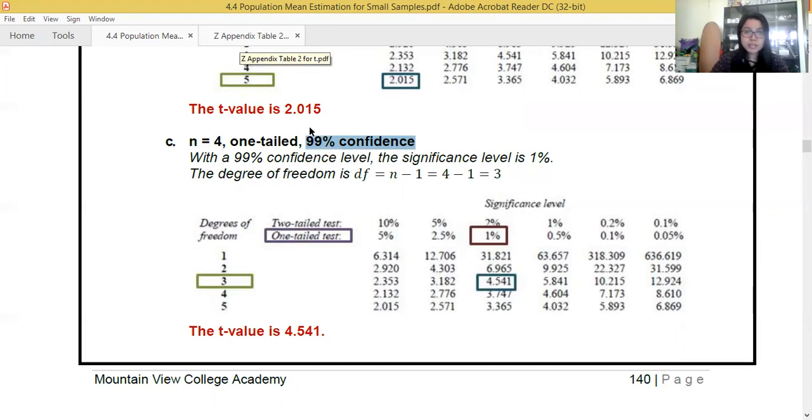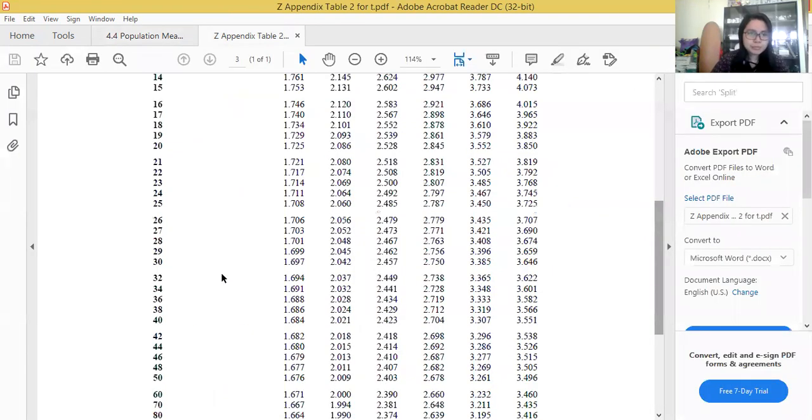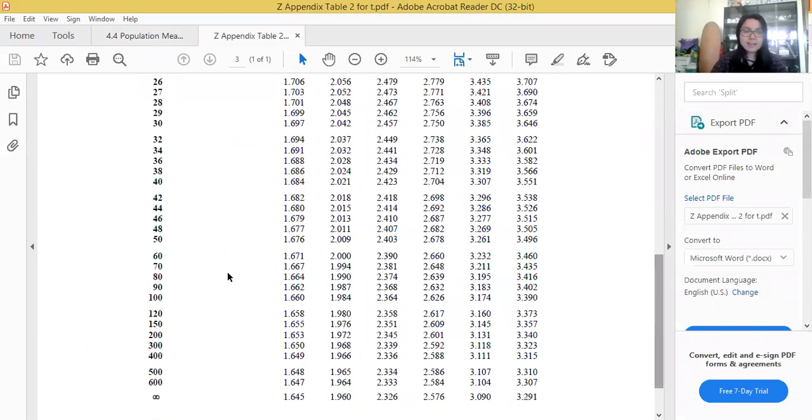Ma'am, what if the degree of freedom is not in the table? Let me show you the table. Example, your n is 110. So the degree of freedom will be 109. But if you check the column for the degree of freedom, 109 is not found here. So what will you do? You go to the number before 109. So we use 100, not 120. You use 100. That's how you do it if it's not found in your t-table.